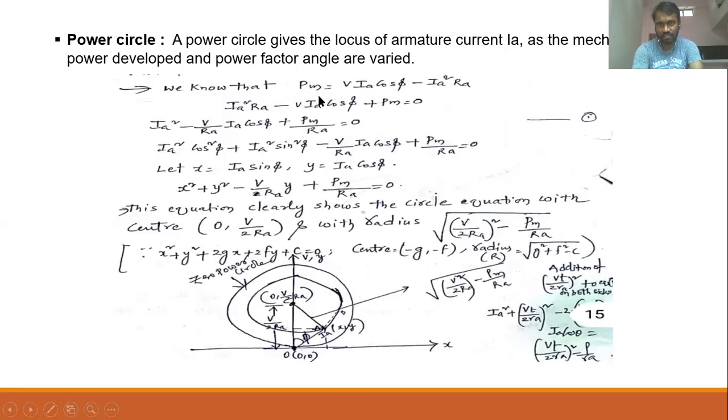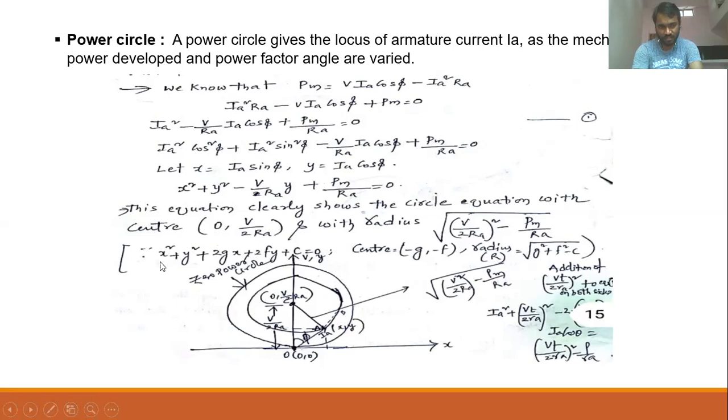From this, I can write down in terms of IA square into RA minus V IA cos phi plus PM equal to 0. So here I'm shifting this RA to the other parameters so that the equation will be simplified like this. As we know that sin square theta plus cos square theta equal to 1, I'm adding this term here so that the equation will be IA square cos square phi plus IA square sin square phi, and the rest of the term is the same. If I assume that x equals IA sin phi and y equals IA cos phi, we'll get an equation like this: x square plus y square minus V by RA y plus this term equal to 0. So this is in the form of the equation of a circle here.